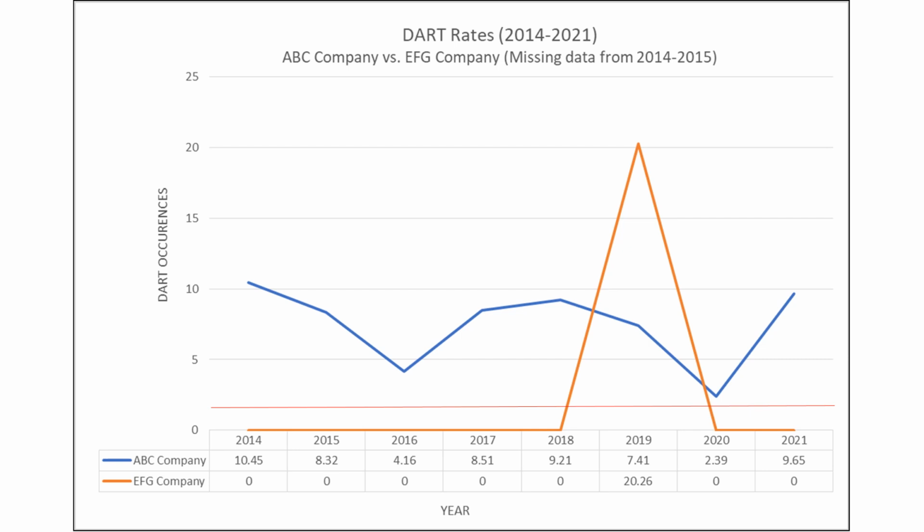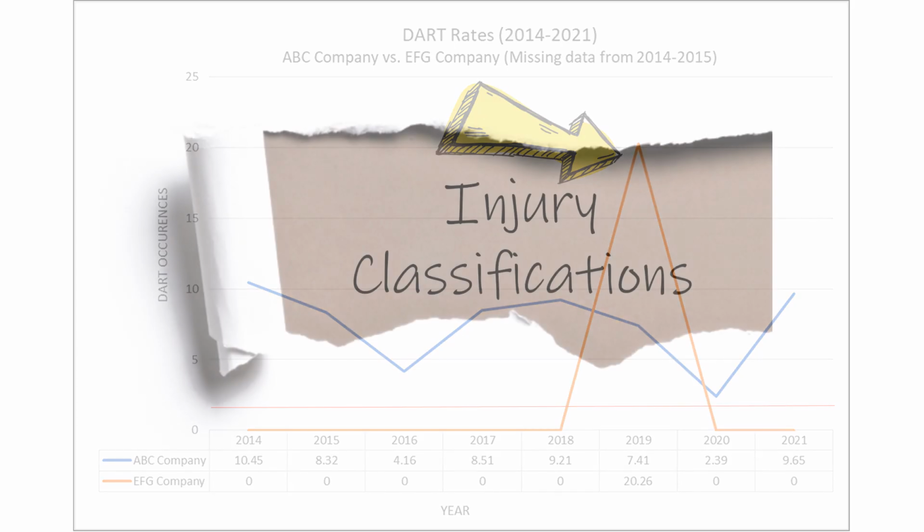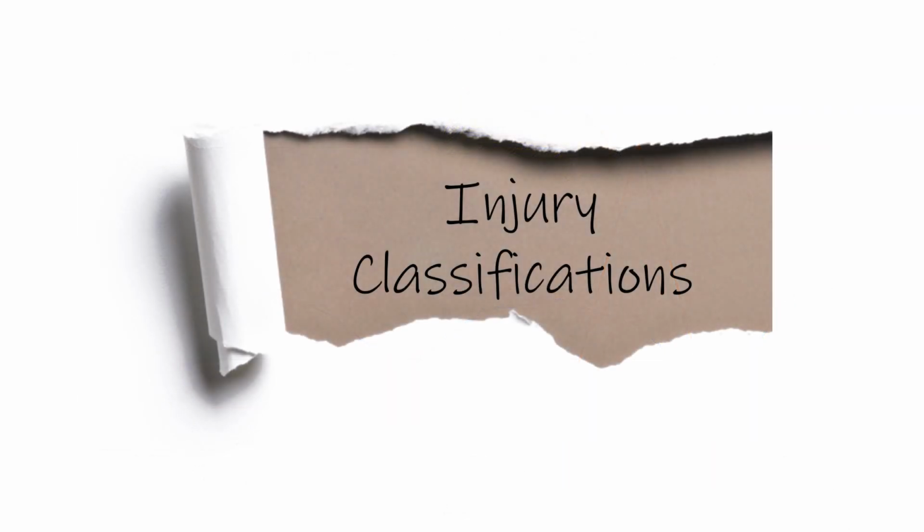A DART rate stands for Days Away, Restricted, or Transfer rate and includes only those OSHA recordable injuries or illnesses that resulted in days away from work, restricted duty, or transfer of duties. When you're missing data that can't be verified, like I am here, just calculate an estimation based on the data that's available to you. You can also see how charts like this make it visually easy to quickly identify any spikes in your injury rates.